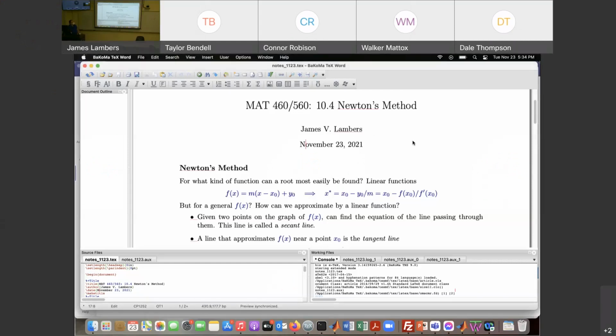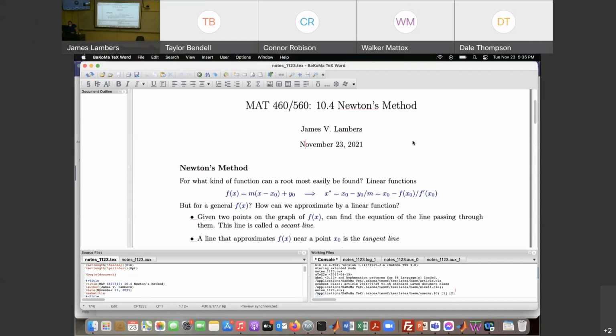We have one section left, but I won't be covering all of it today. Section 10.4 is about two root finding methods that are closely related: Newton's method, which is the subject of today, and then the Secant method, which I'll cover next Tuesday. And I'll read the last material, then review for the final the following Thursday.